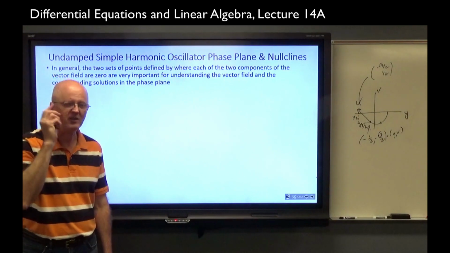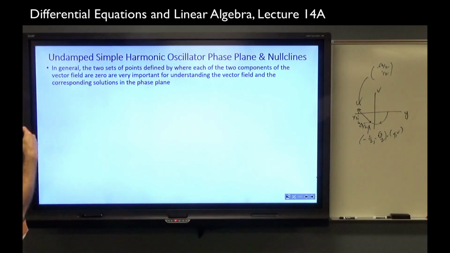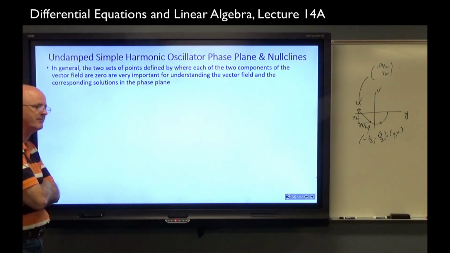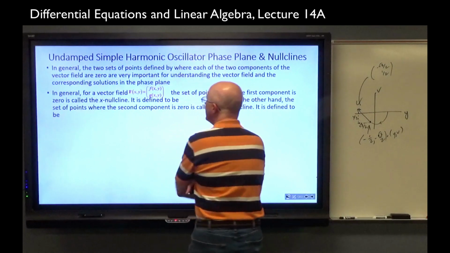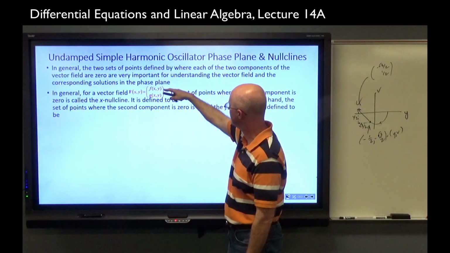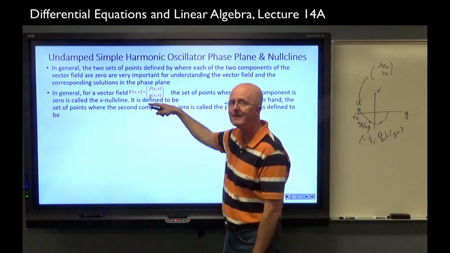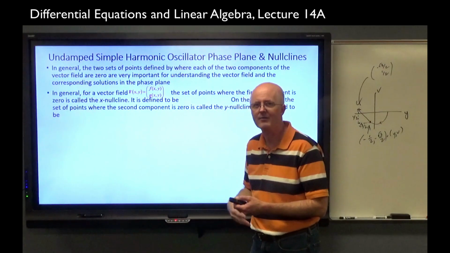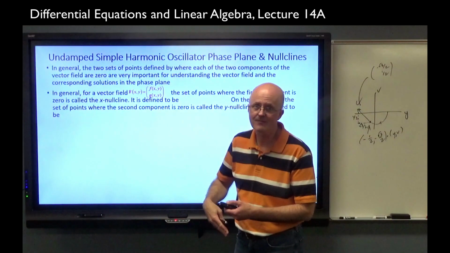More really important stuff. All this is super important for differential equations, and we are relating it to linear algebra here. Now I'm about to talk about what are called nullclines. In general, the two sets of points defined by where each of the two components of the vector field are zero are very important for understanding the vector field and the corresponding solutions in the phase plane. In general, for a vector field, boldface F of x,y equals first component little f of x,y, second component little g of x,y. In general, our variable names might be x and y here. For our example, they are y and v.